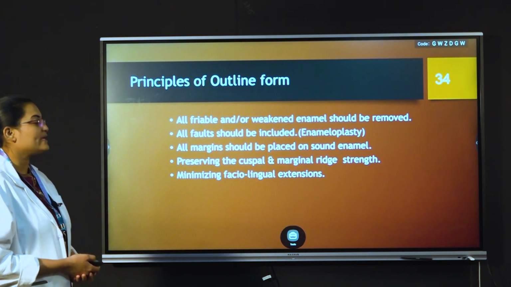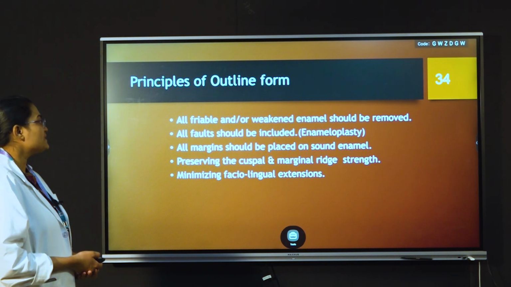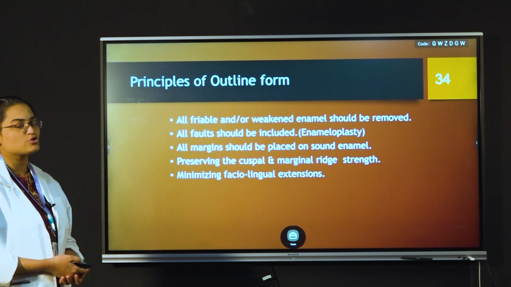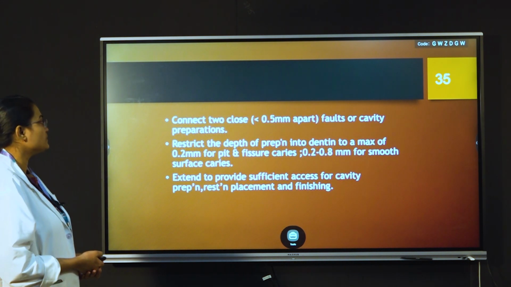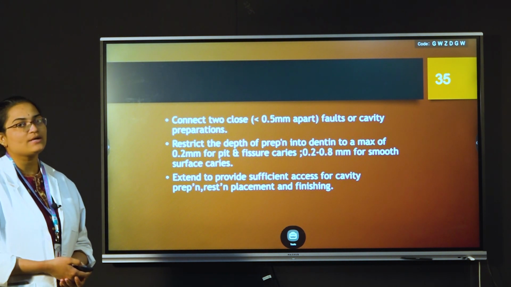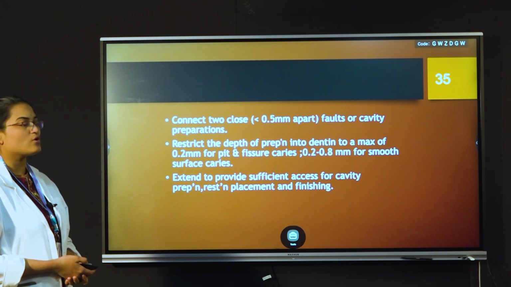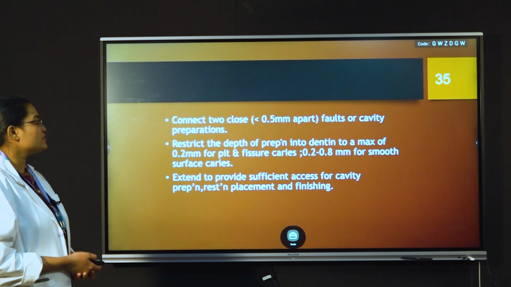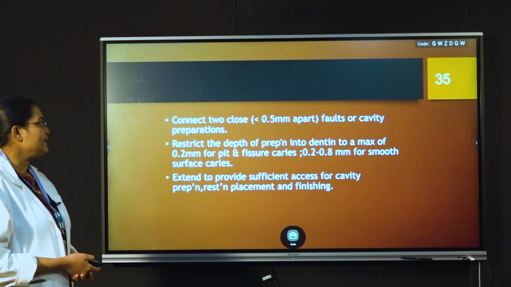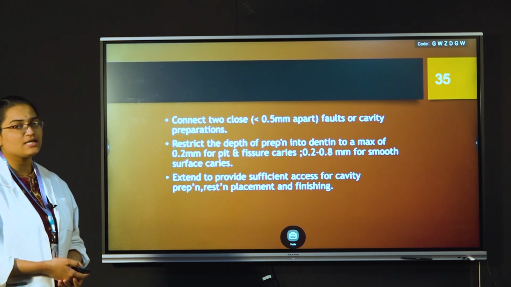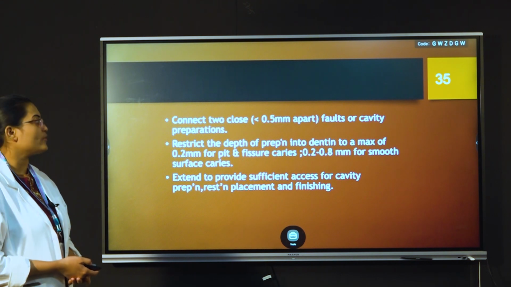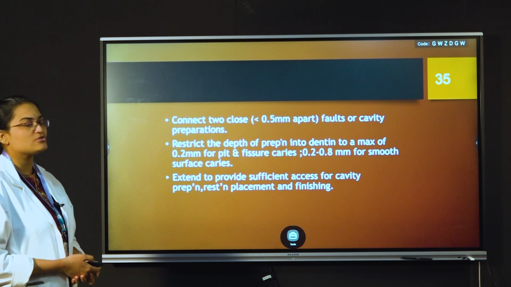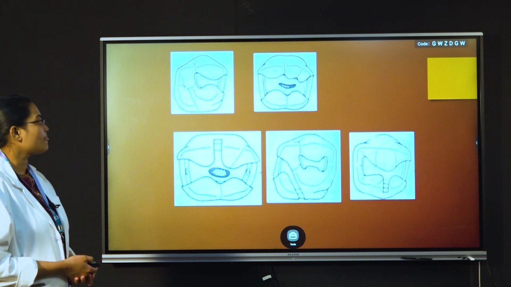All margins should be placed on sound enamel, preserving the cuspal and marginal ridge strength and minimizing the facial-lingual extensions as much as possible. We have to connect any two cavity preparations if the distance between them is less than 0.5 mm. Restrict the depth of the preparation into the dentin to 0.2 mm for pit and fissure caries, and for smooth surface it is 0.2 to 0.8 mm. Extend to provide sufficient access for cavity preparation, restoration placement and finishing.